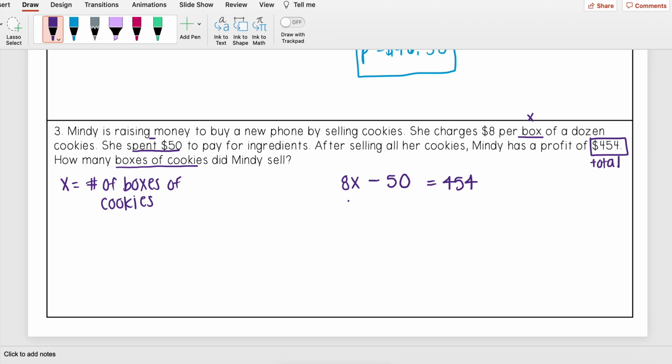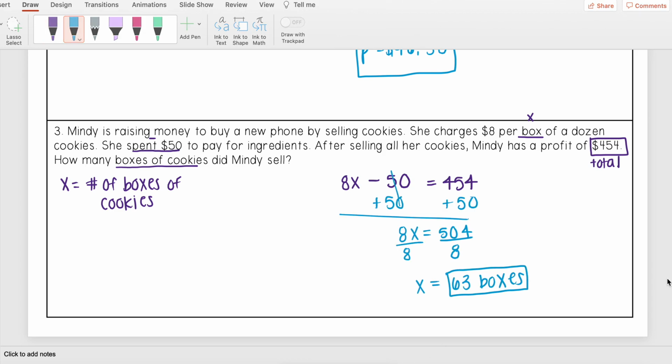Okay, go ahead and pause the video. I want you to finish out solving this equation. When you think you have it, go ahead and press play. So your answer here should have been 63 boxes.